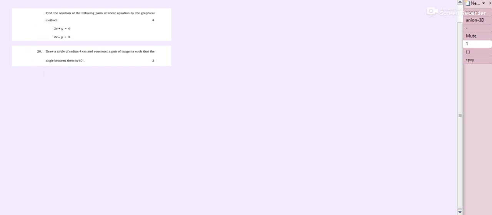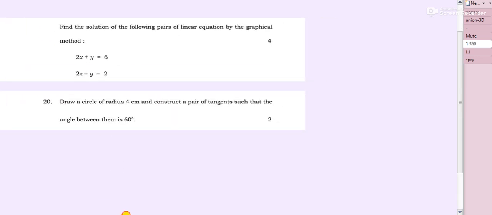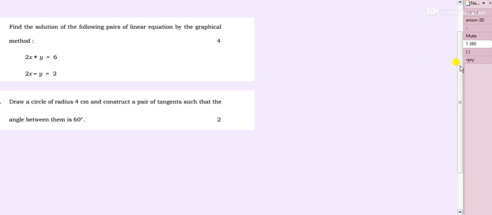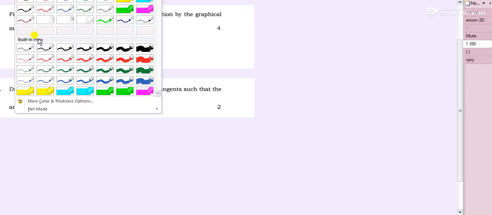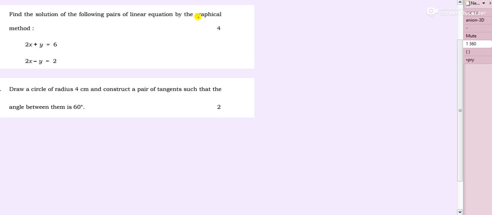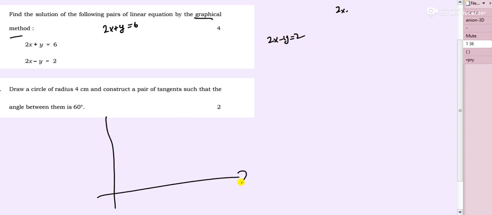Now coming to the last question, which is important as well as the easiest one. You have to find the solution of the equation using the graphical method. So these are the two equations, right? 2x plus y is equal to 6 and 2x minus y is equal to 2. So to draw a graph like this, you need the values of x and y, correct? X here and y over here. Okay. So where will you get the values?